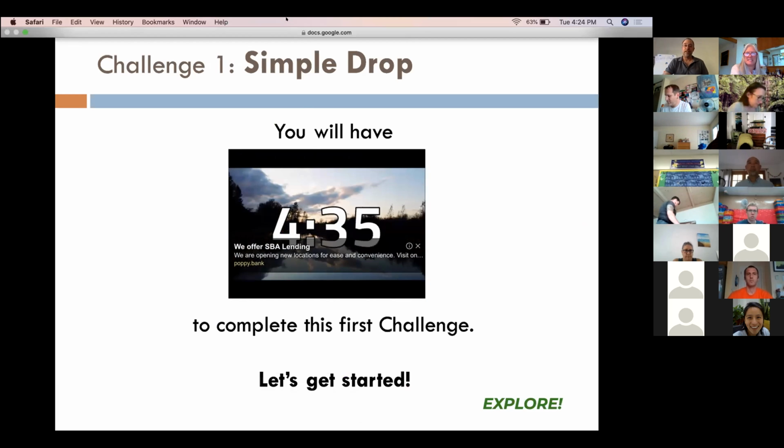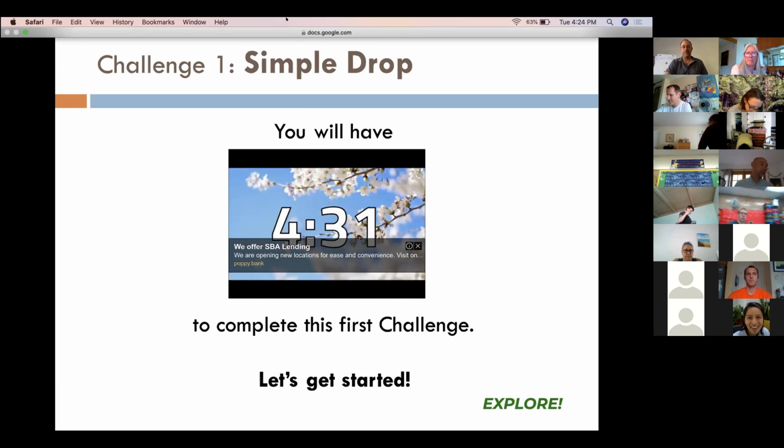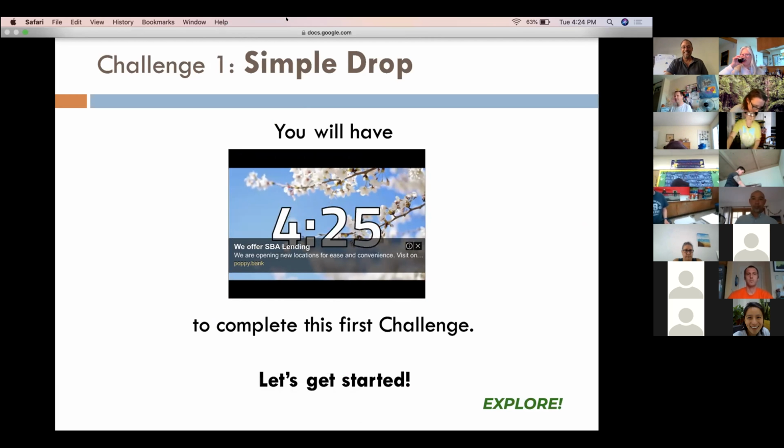And anybody that's brave enough, and you have the right device, feel free to spin your device over and you can have the rest of the team engage in your exploration. I think that's fantastic. I love what I'm seeing.